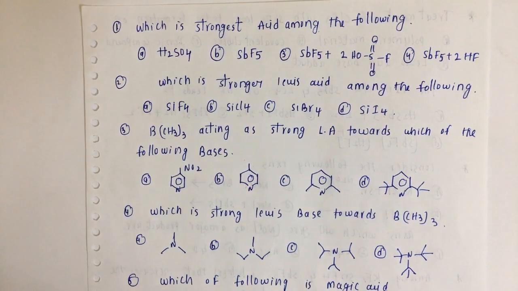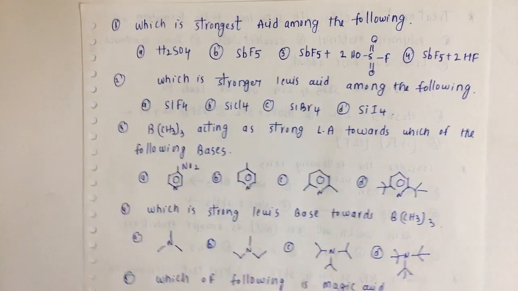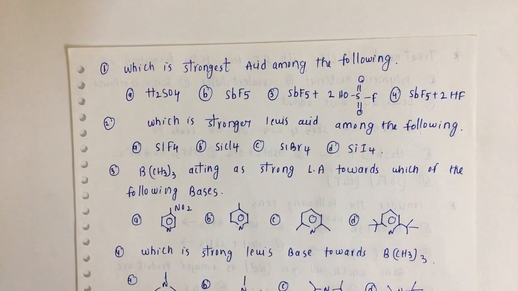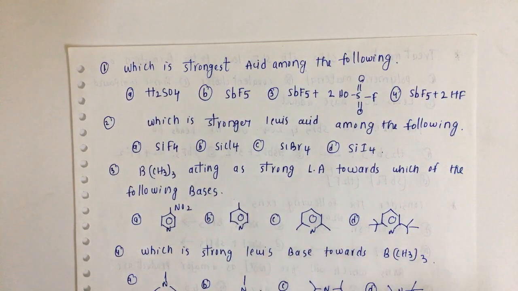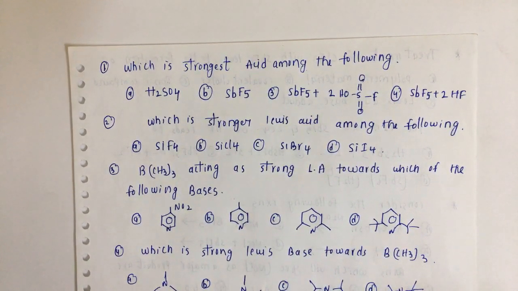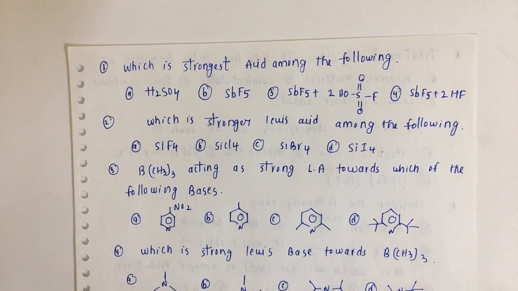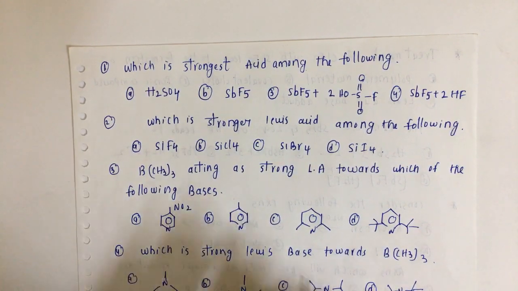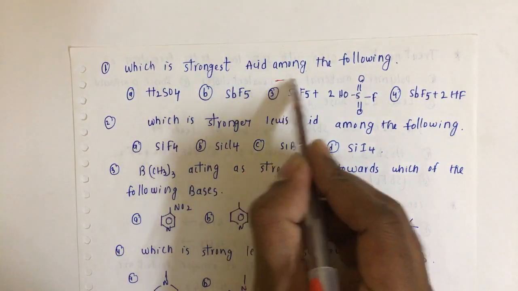So non-aqueous solutions is one of the important topics from inorganic chemistry. I have collected a few questions from previous CSIR exams and GATE exams, so we are going to solve those questions now. The first question is, which is the strongest acid among the following?